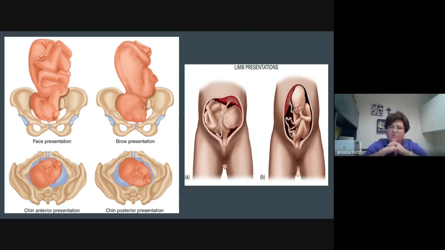When there is a limb presentation, we never ever want to attempt delivery in the field. Now, best case scenario, baby is born face down. Okay, it makes it easier for mom and baby. In other situations, you may have a face presentation or a brow presentation. And it goes on to talk about chin, anterior, and posterior presentation.